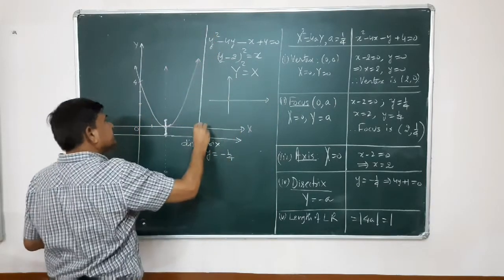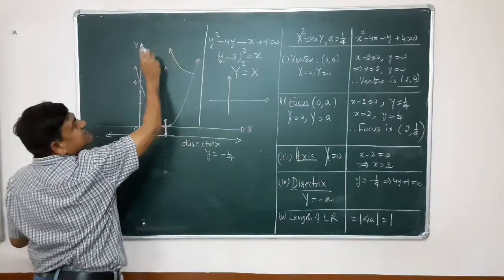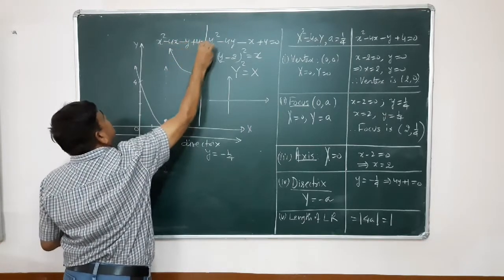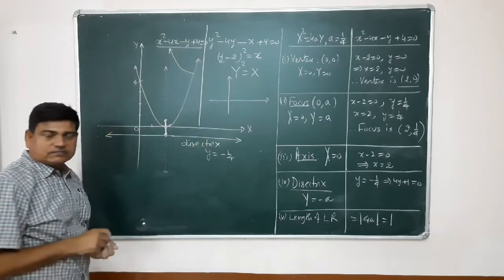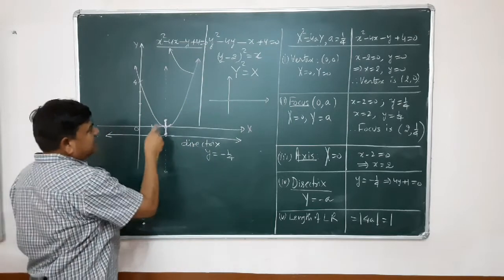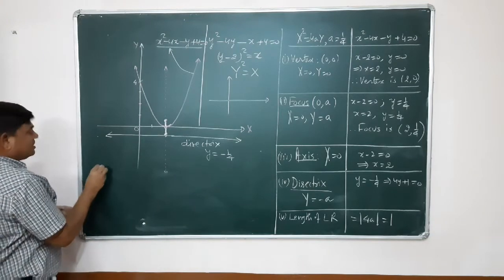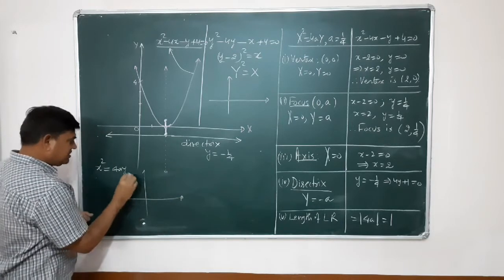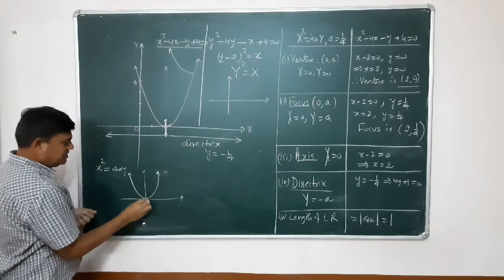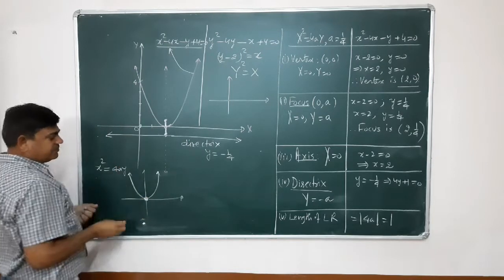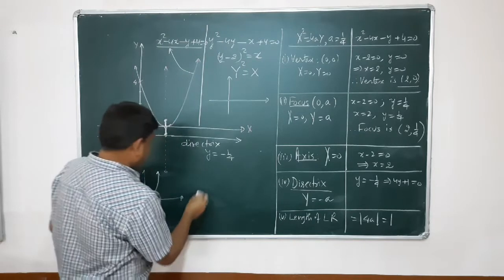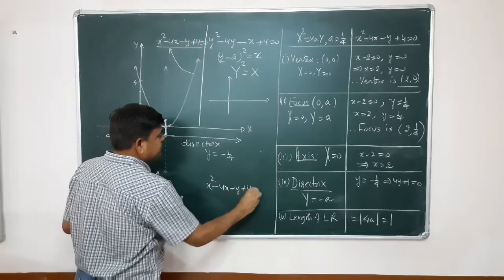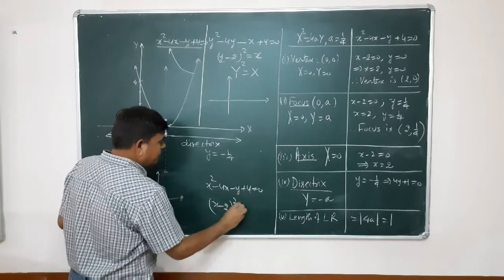Now remember, this is x squared minus 4x minus y plus 4 equals 0. If we look at the standard graph of x squared equals 4ay, we find that it is just like this. Here look at this one. So this equation is x squared minus 4x minus y plus 4 equals 0. So it is x minus 2 whole squared equals y.